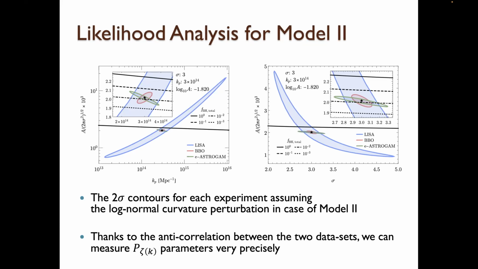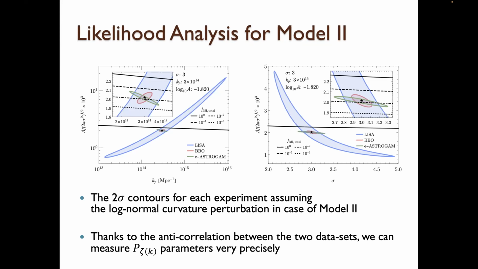So from LISA, they can measure in terms of KP and A, but it's not very good in this sense. It's 3 orders of magnitude in terms of KP and more than 1 order of magnitude in terms of A. But you can see here e-ASTROGAM and BBO can measure this parameter very precisely.